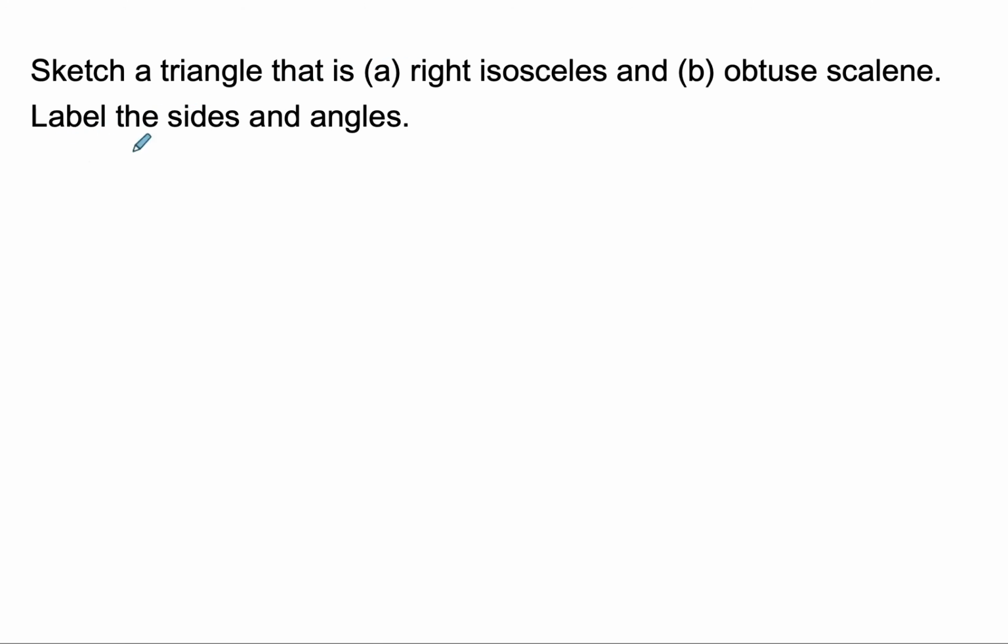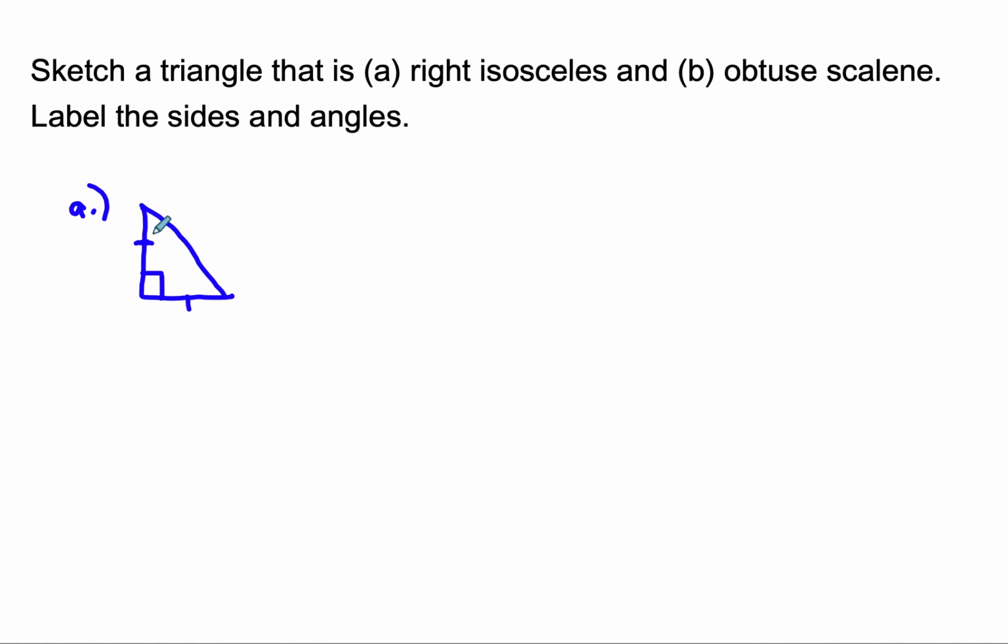Alright, let's check these. So A, right isosceles. We need a right angle. So that part should be marked. When they say label the angles, that's what they mean. Okay, and then isosceles means these two sides have to be equal. Okay, so it's going to look something like that.